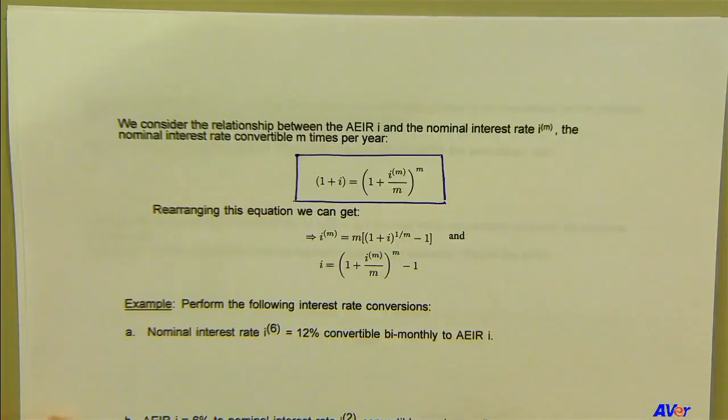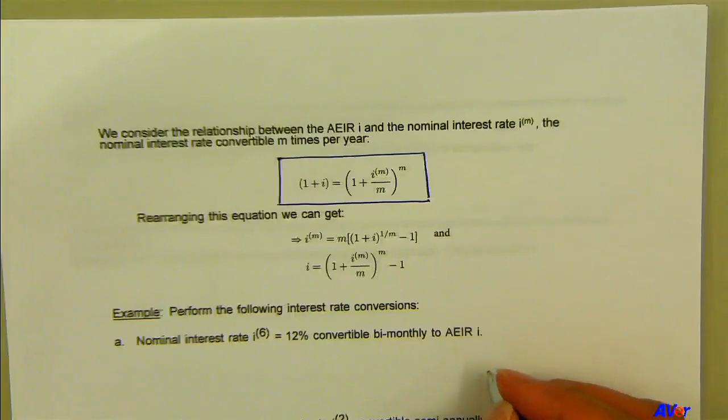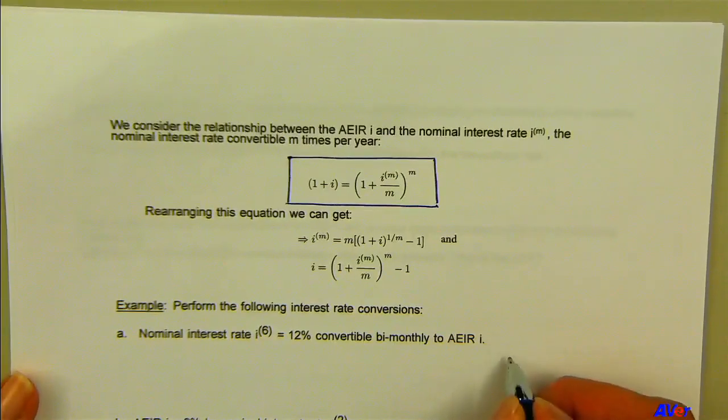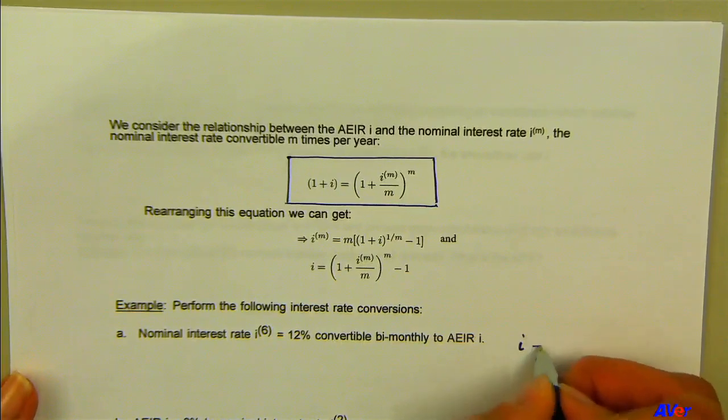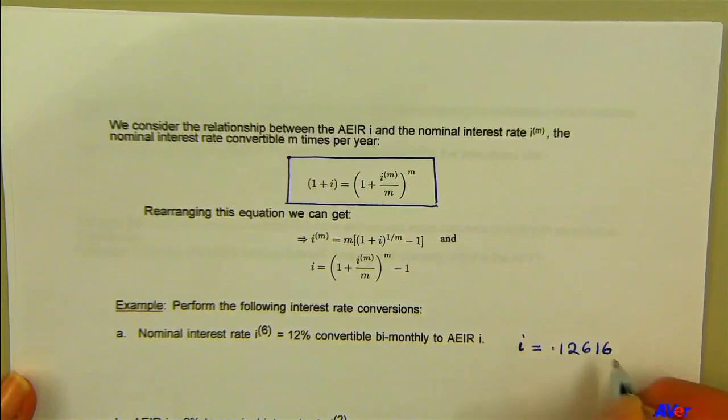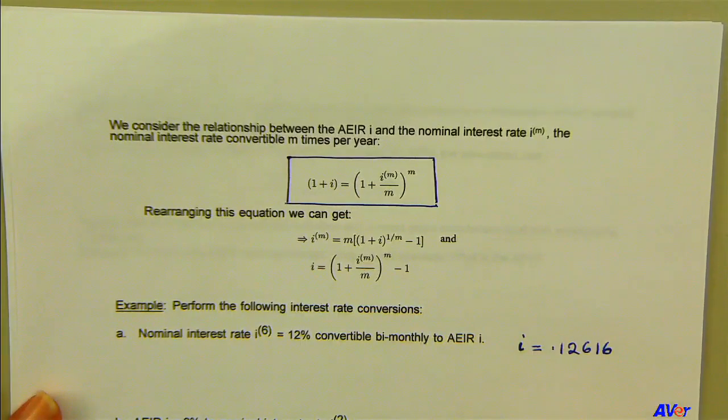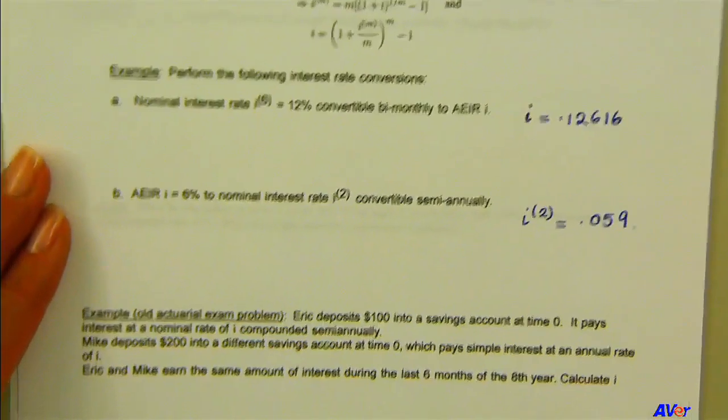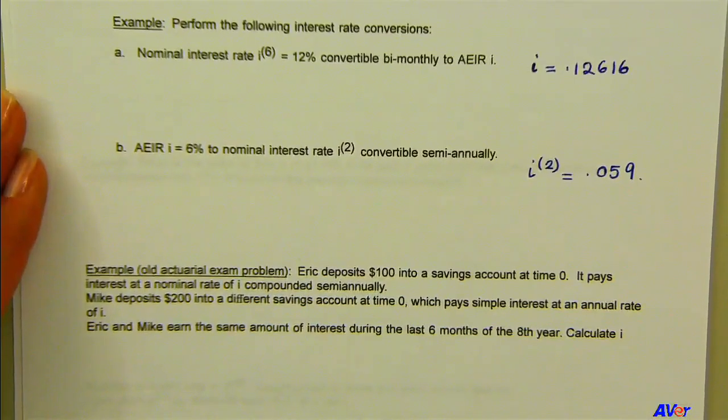So please try this at home. I want to work on the next example because this is nothing new. You should end up with i equals 0.12616 here. And here you should end up with i2 equals 0.059. I would like to do the next example because that's something different.